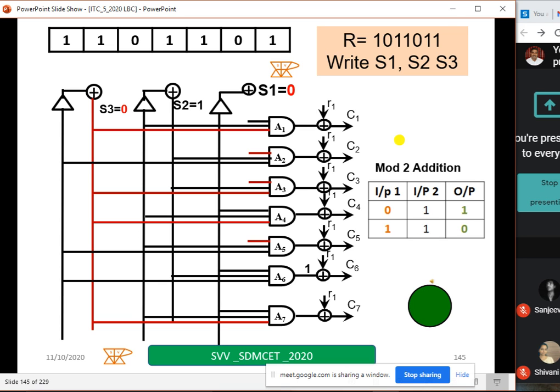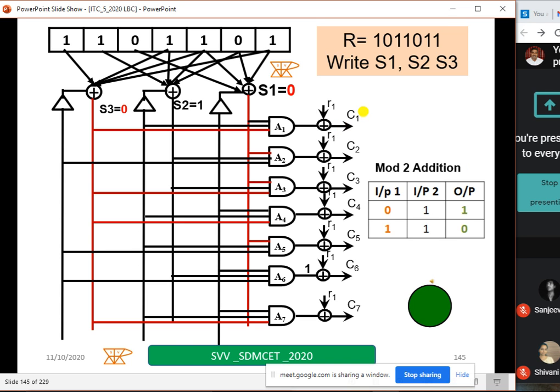Okay, so let me go to the next. These are animations. I used a red color just to say it is 0. All gates have at least one input in red color. Only A6 does not. That is the reason A6 will be 1, and the remaining will be 0.